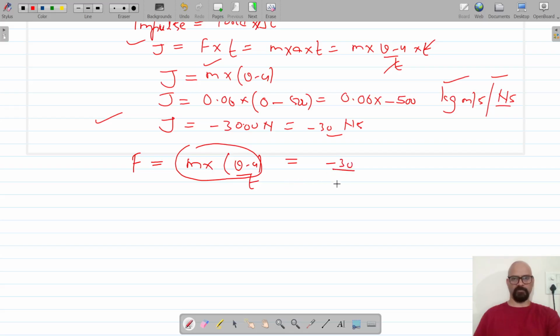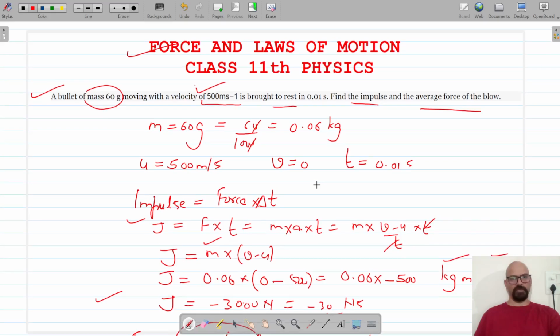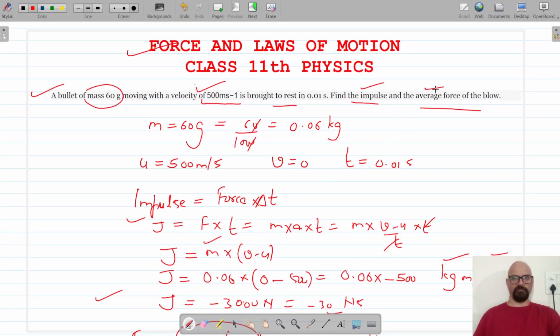That is the impulse that has to be divided by the time, which is 0.01 second. That should be Newton. So that is equal to minus 30,000 Newton. And the negative indicates the change in the direction. So with this, we are done with finding the impulse and the average force of blow.